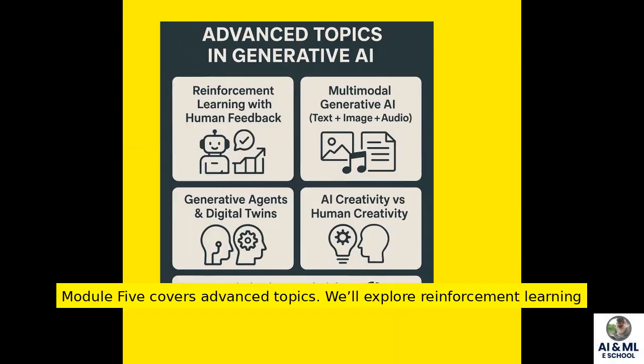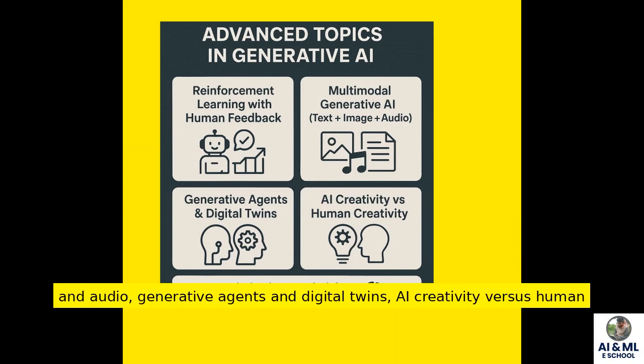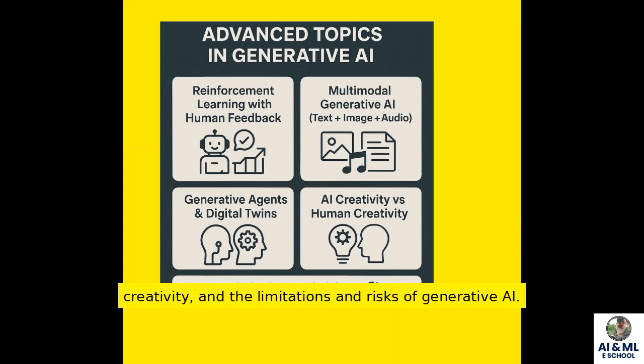Module 5 covers advanced topics. We'll explore reinforcement learning with human feedback, multimodal generative AI combining text, images, and audio, generative agents and digital twins, AI creativity versus human creativity, and the limitations and risks of generative AI.